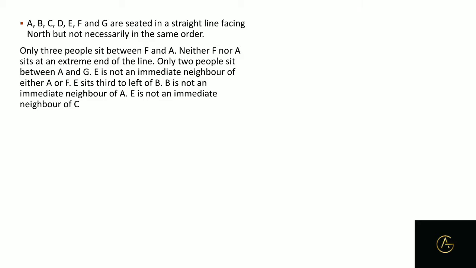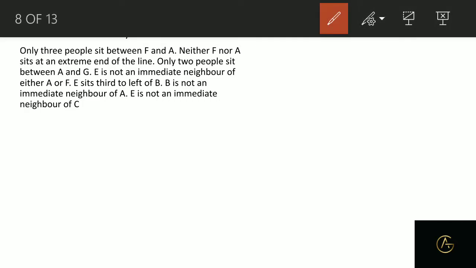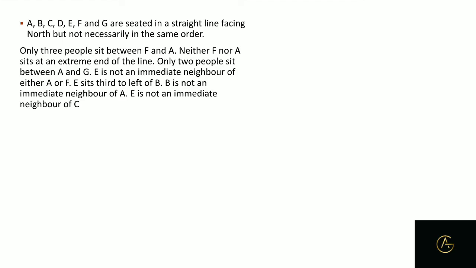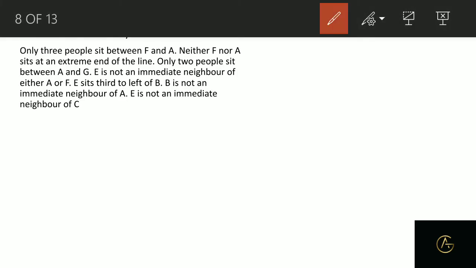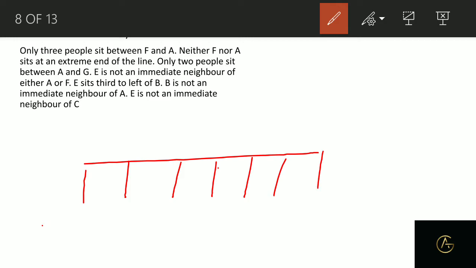A, B, C, D, E, F and G sit in a straight line facing north. It should be south. Mistaken. Correct it, guys. It must be south in the question, right. Okay. Again, there are 7 persons facing south. 1, 2, 3, 4, 5, 6 and 7.